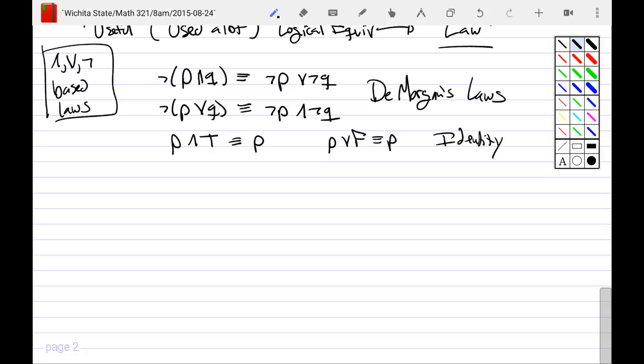Not all operators have an identity. Both the conjunction and disjunction have an identity. Not only that, P or true is simply true, but P and false is false. That did the opposite. If I and a true, nothing happens. If I or a false, nothing happens. But if I or a true, it's just true. I've completely lost the proposition. If I and a false, it's false. I've completely lost the proposition. So instead of a do-nothing, it's a domination. And that's why they're called domination laws.